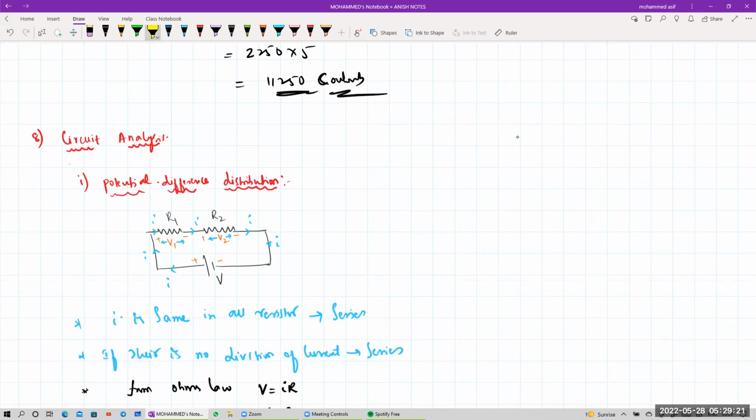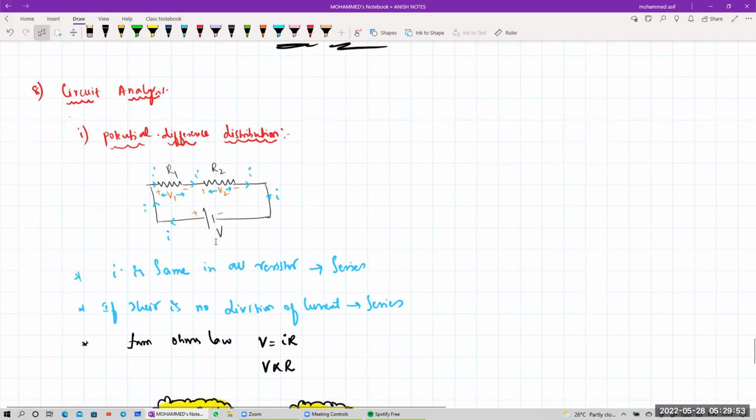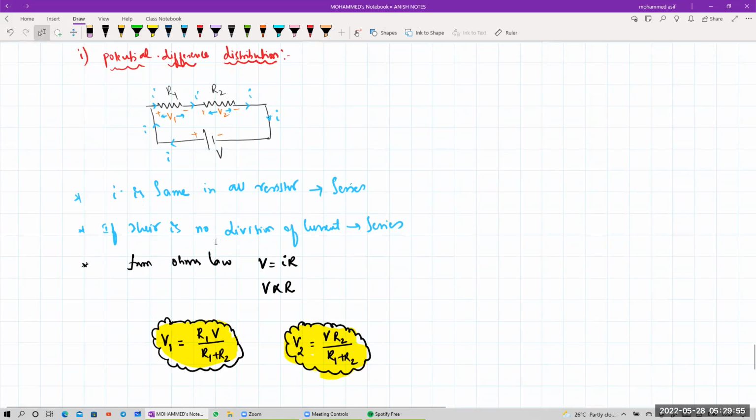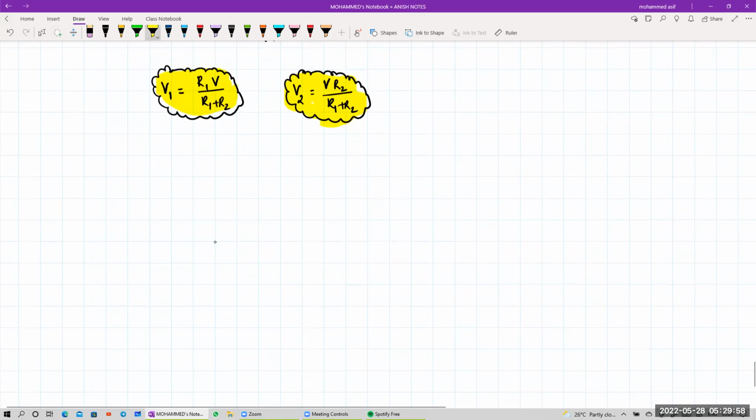So for V1, write its resistance as it is, into the total potential, divided by R1 plus R2. Understood? For V1 you first write its own resistance, R1, then the total potential, divided by the total resistance. Similarly, for V2 it is R2 into the total voltage divided by R1 plus R2. Clear? So I hope you got an idea of how to calculate the potential differences. Next one.